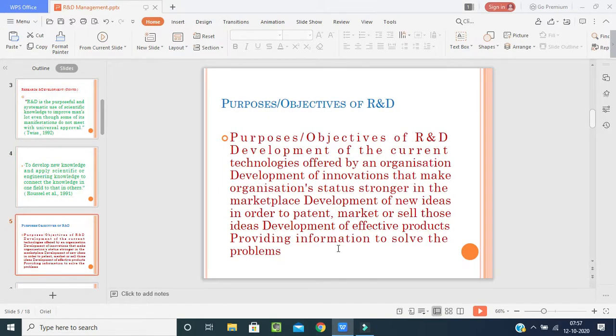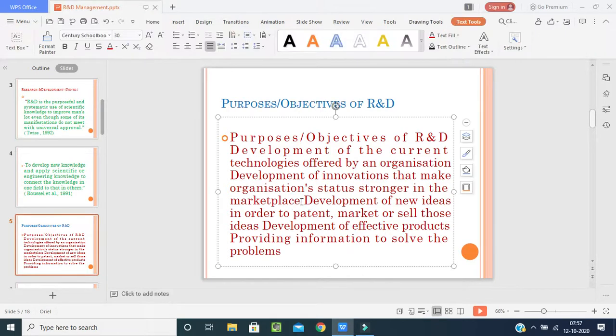What is the purpose of R&D? Our objective, our aim of research and development. So just have a look at the screen. Development of the current technologies offered by an organization. Development of innovations that make the organization's status stronger in the marketplace.